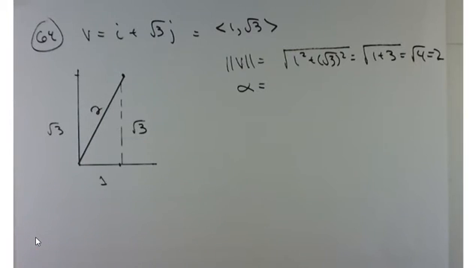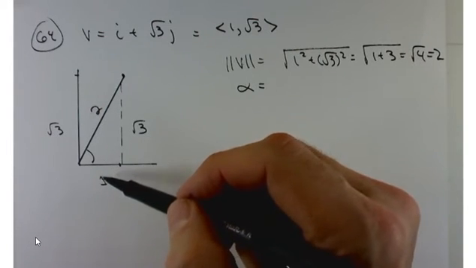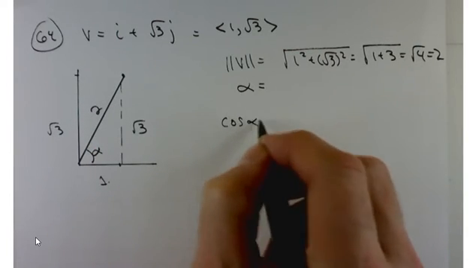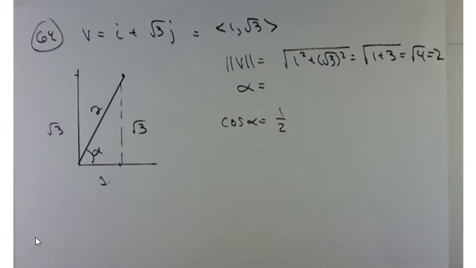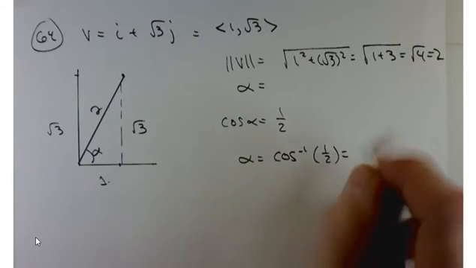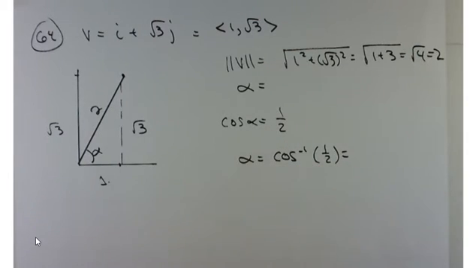You've got an awful lot of choices to find alpha. What looks easiest? If you're going to put this in your calculator, if you're like, look, I really just don't feel like thinking, what's going to be the easiest thing here for you? I'd say the cosine, right? Because it's going to involve ratios of this side and this side. So the cosine of alpha is 1/2, meaning alpha is the inverse cosine of 1/2. What angle has a cosine of 1/2? 60 degrees.